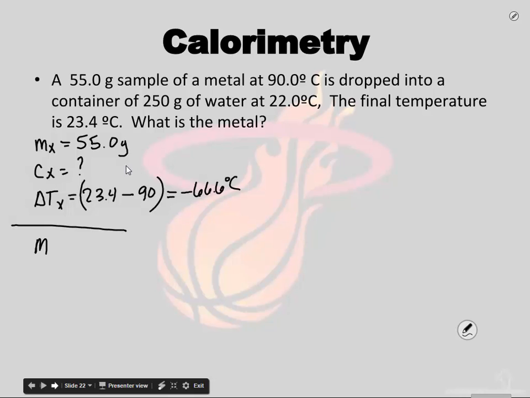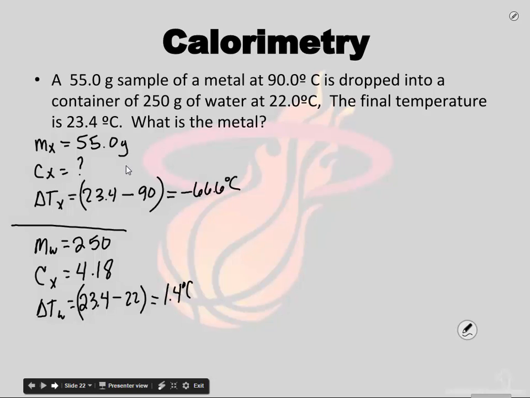So I'm going to find my water values. So water's mass is 250. My specific heat of water, remember, is 4.18. We can look that up on the table if we've forgotten. And my temperature change of my water. So my final, remember, they're reaching equilibrium, so 23.4, so same as the other one, minus 22, so it's initial, and I get 1.4 degrees C.